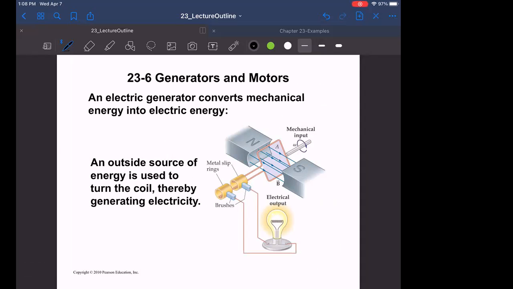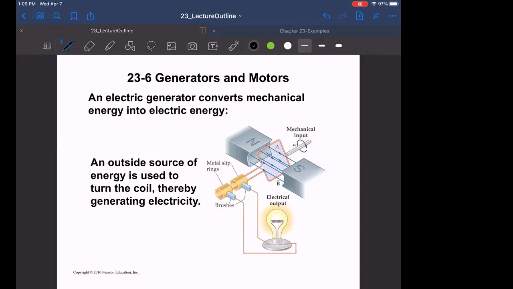Generators. Here, the idea is to simply spin either a coil near a magnet or a magnet near a coil, and that changing flux, as long as you keep it spinning, continuously creates a changing voltage. All right, and it's an alternating voltage. You can then hook that up to something, a battery, or directly to something and power it. This is how your generator is going to work.